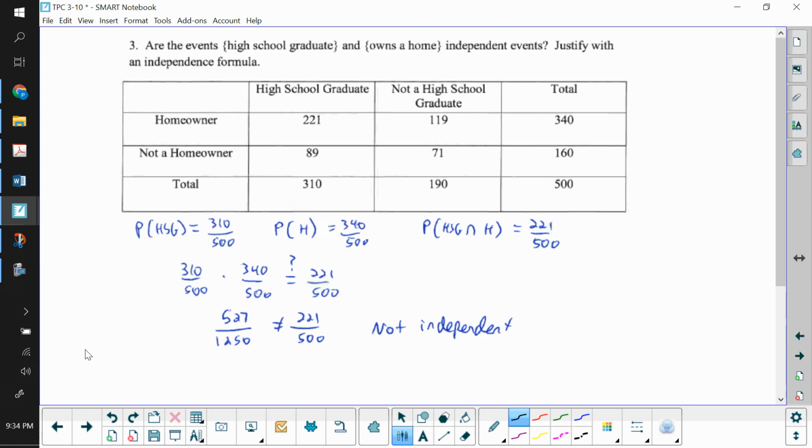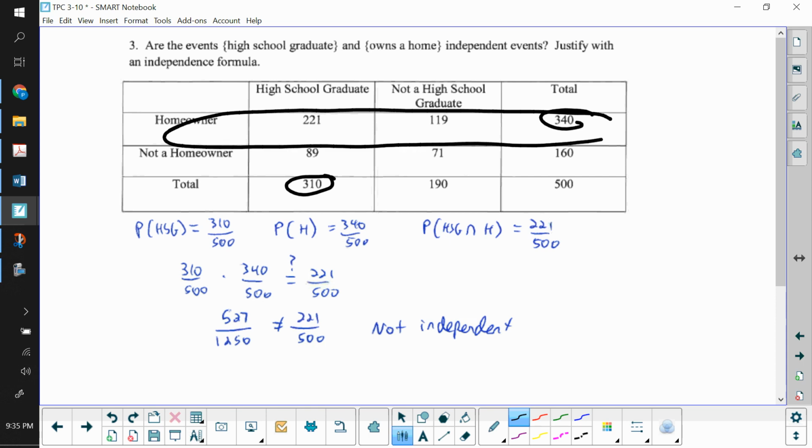We got a two-way table at number 3. They gave us all the totals. So probability of high school graduate: the spot that is only representing high school graduate is the 310 out of 500. Probability of owning a home is 340 out of the 500. And then the and is just where those two rows and columns cross. So you got 221 out of 500.